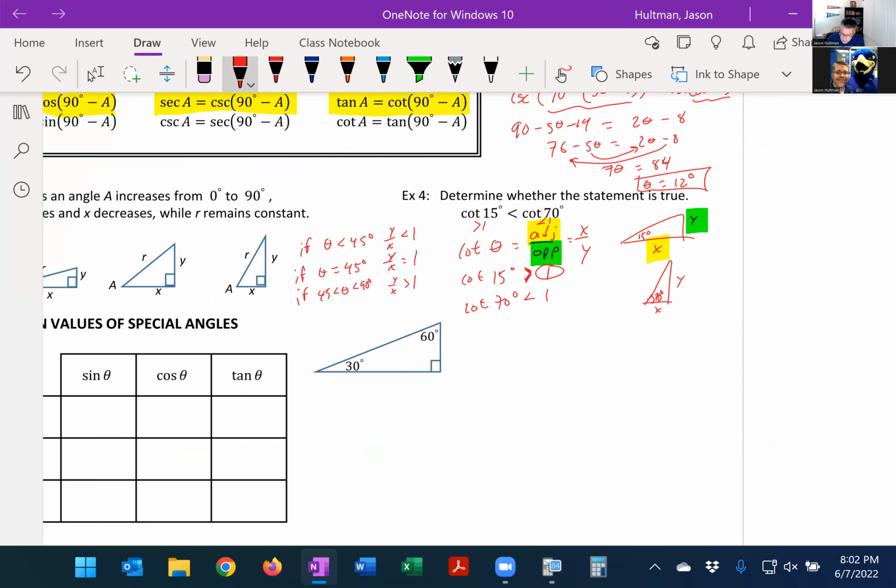Okay, the answer is no. The cotangent of 15 is going to be greater than 1, and the cotangent of 70 is going to be less than 1. Something smaller than 1, think of a decimal like 0.69, and a number greater than 1, think of like 2.5. Is 2.5 less than 0.69? No, it's not. So this statement is false.